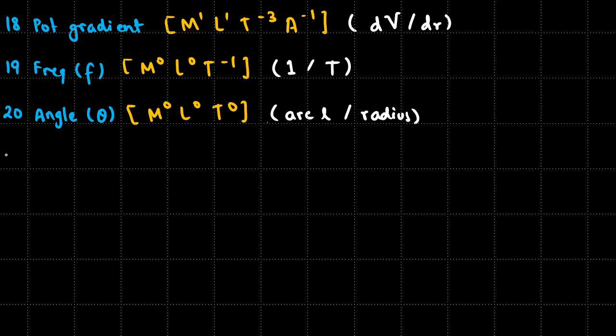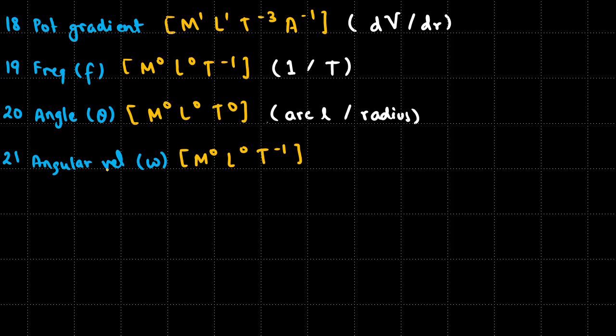The next one, 21, is angular velocity. Angular velocity is represented by omega. It's not W, okay? It definitely looks like W, I'm not going to lie, but it's not W. And its dimension is M0 L0 T minus 1.